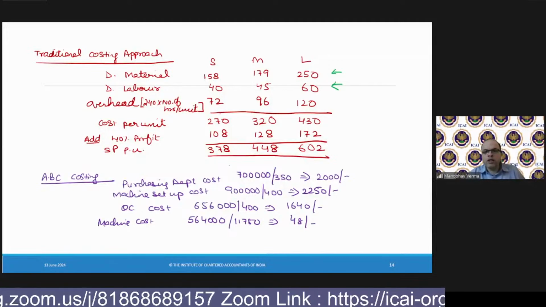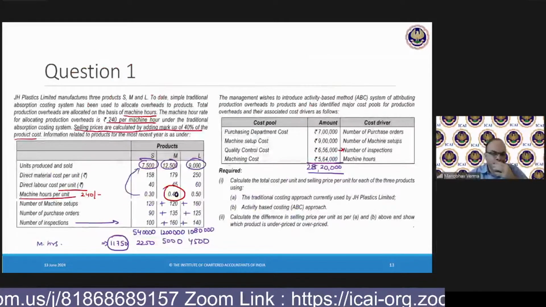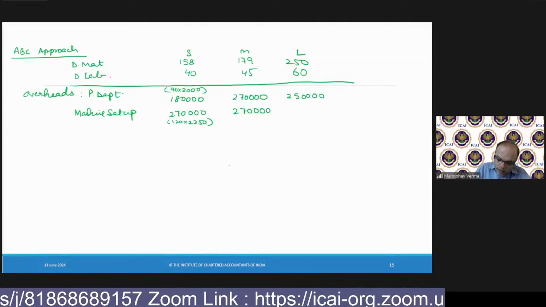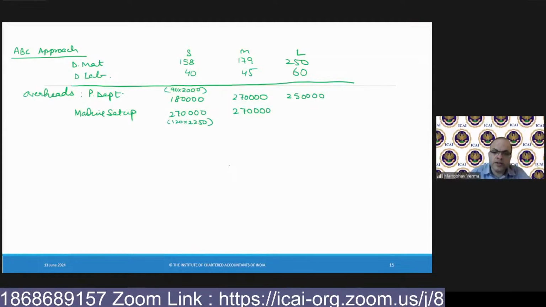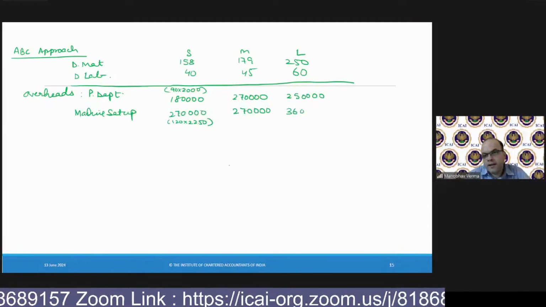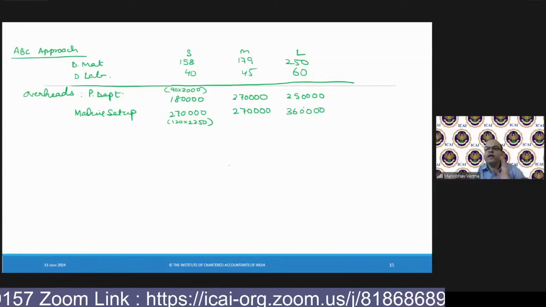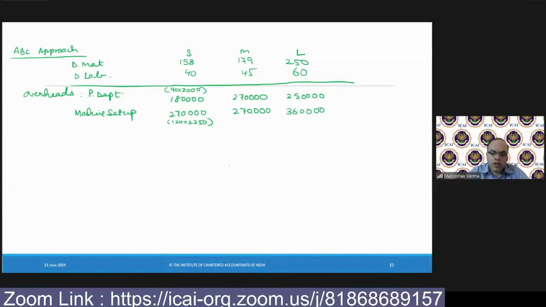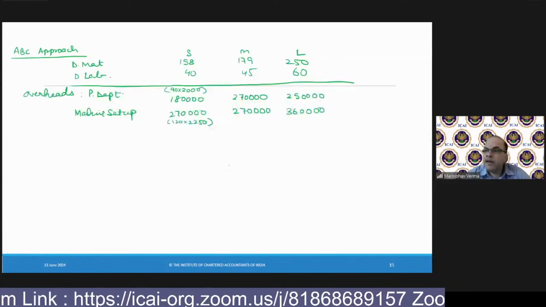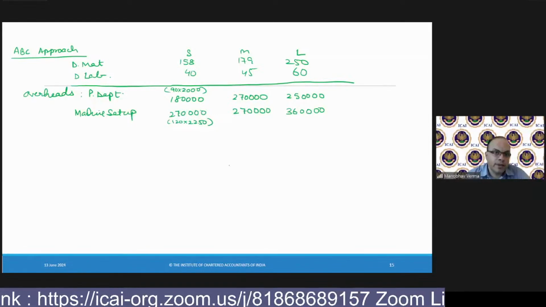I hope everyone is doing good till now. And then we have 160 setups for L. 160 into 2,250, we're getting 360. Keep a check on whether we are allocating all the overheads. I believe yes, because we have 9 lakhs and we have allocated the 9 lakhs here for machine setup.